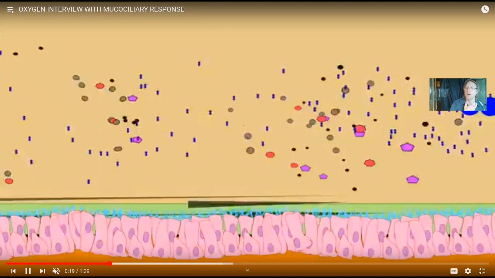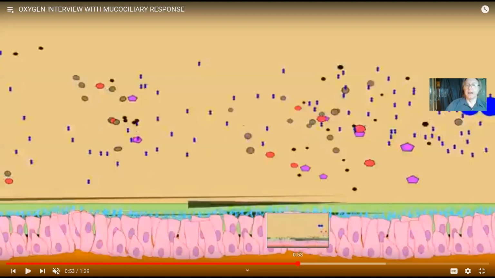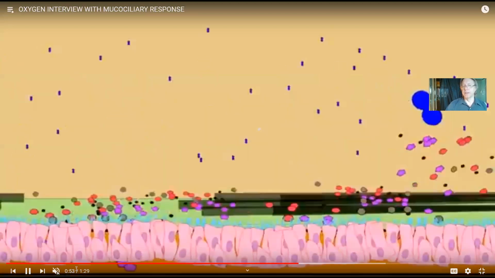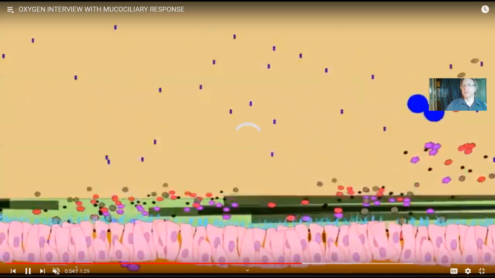We then swallow this mucus full of gunk into the stomach so that the delicate lung tissue doesn't have to deal with it. And so that's what's happening in this video. Then as the air goes by, notice that more and more of the gunk is caught in mucus, and now it's just oxygen.